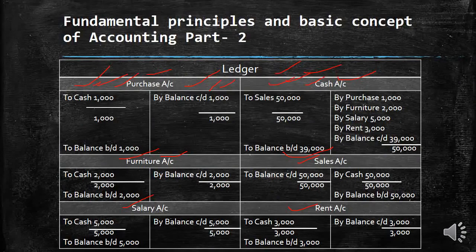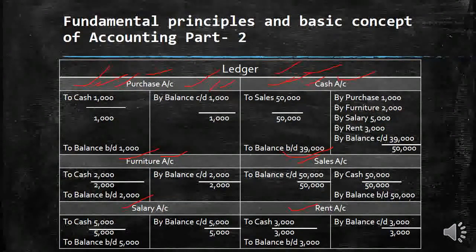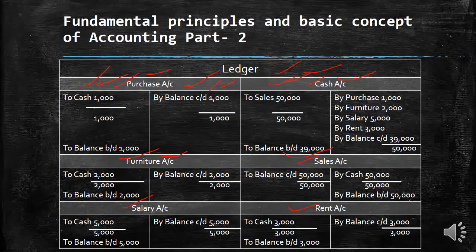So in the first transaction, purchase account is debited to cash account by 1000 rupees, right? So in the purchase account, we will write on the debit side to cash 1000, and at the same time, in the first transaction, the cash account is credited by purchase account by 1000 rupees. So we will record that too. So in the cash account, on the credit side, we will write by purchase 1000.